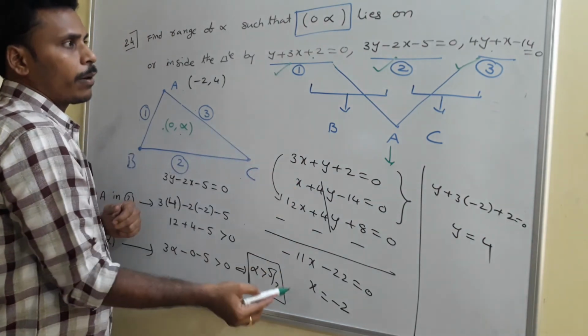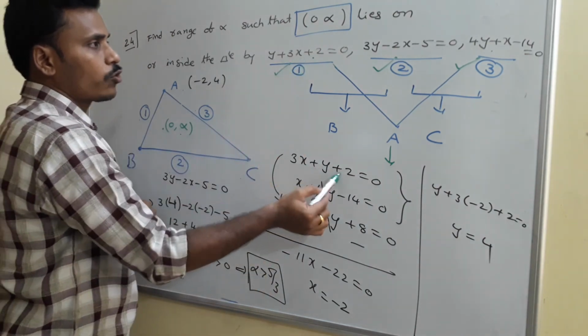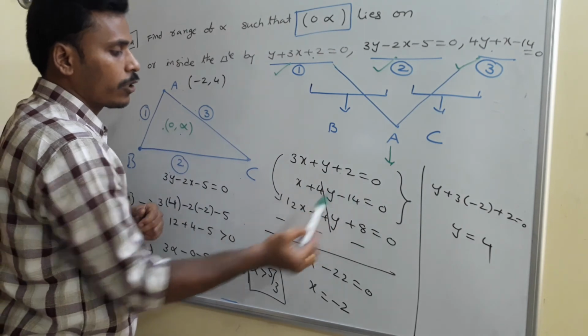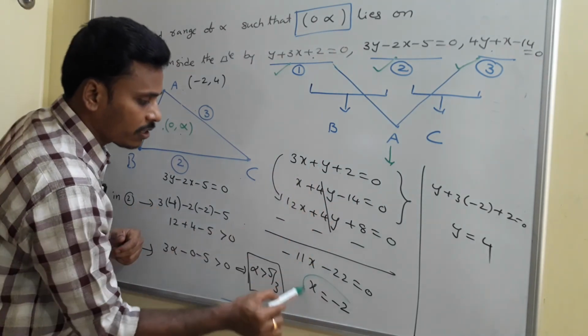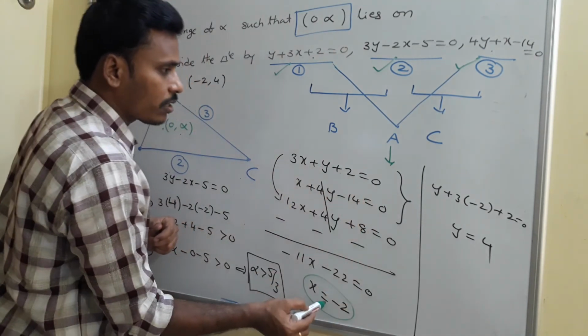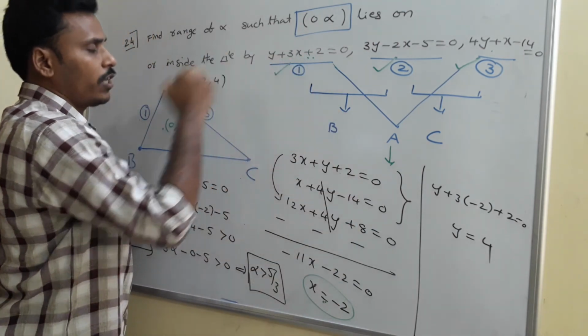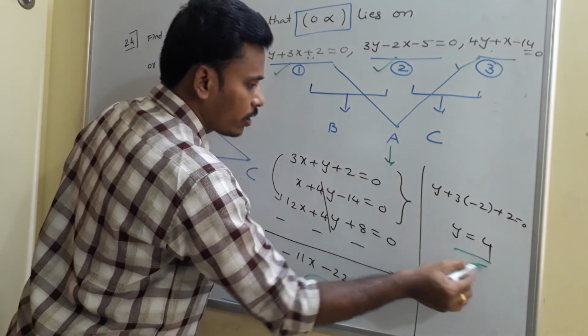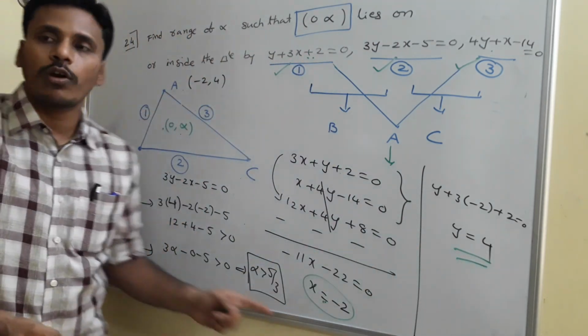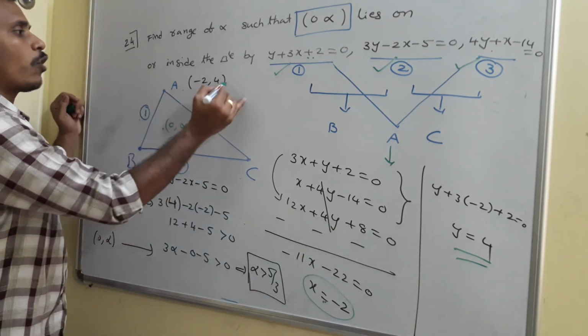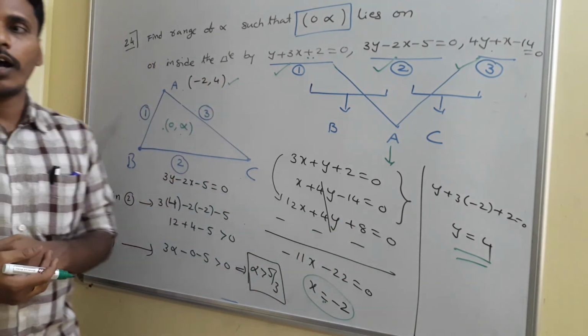See, I am representing here, this is 3x plus y plus 2 and this is x plus 4y minus 14, and on solving, x is equal to minus 2. Use x equals minus 2 in the first equation and you will get that y is equal to 4. So x = minus 2 and y = 4 is nothing but the coordinates of A: (minus 2, 4).